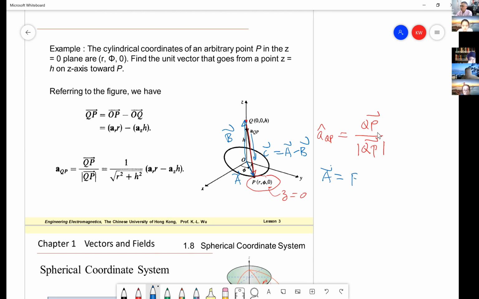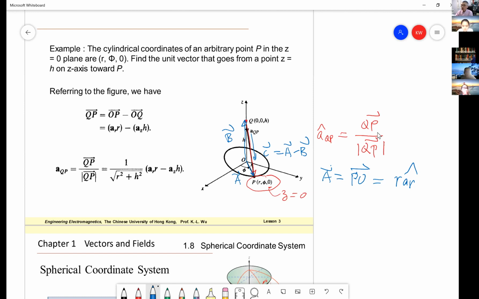sorry, PO vector, right? Then in this case it is just rar. This is a vector because it is defined naturally by the cylindrical coordinate system. Now you see the convenience of having this vector, and then of having the cylindrical coordinate system, right?